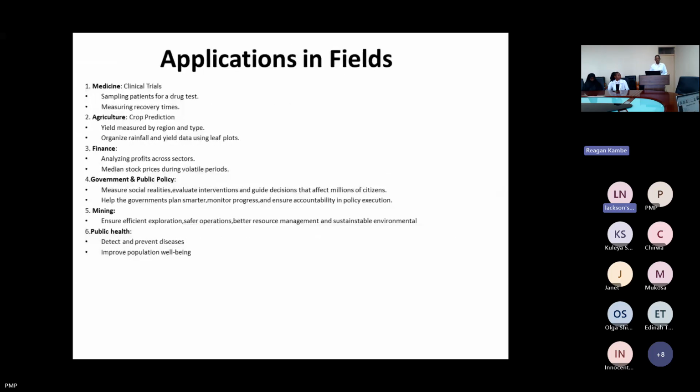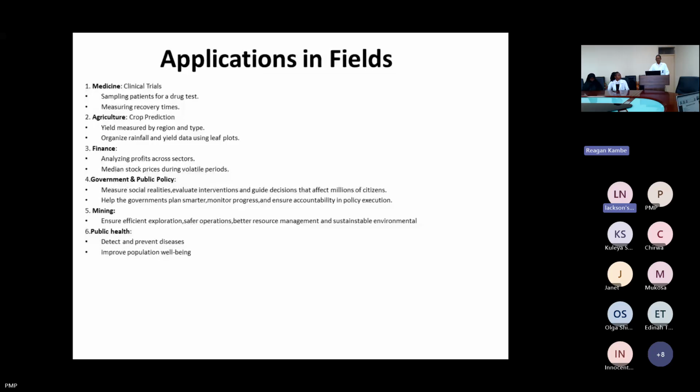Application in different fields. In medicine, statistics helps us sample patients for drug tests. Also, it helps us to measure the recovery times of the patients. In agriculture, crop prediction, yield measured by region and type. It also organizes rainfall and yield data using leaf plots.